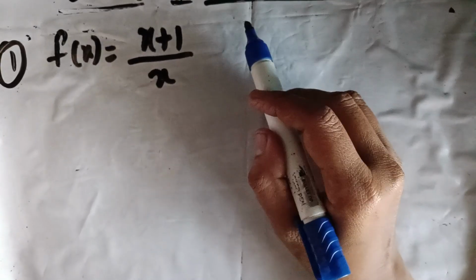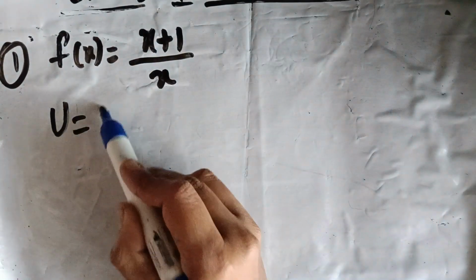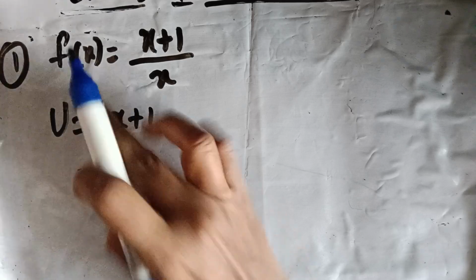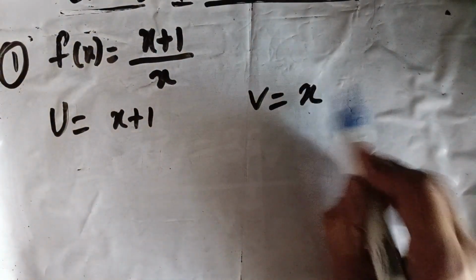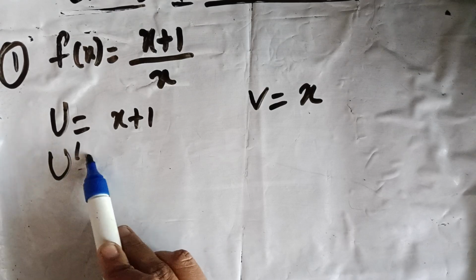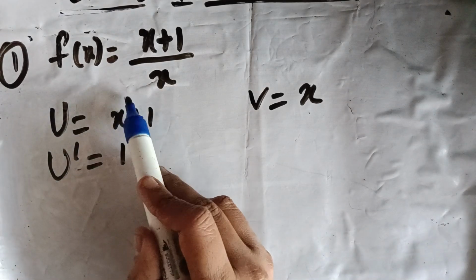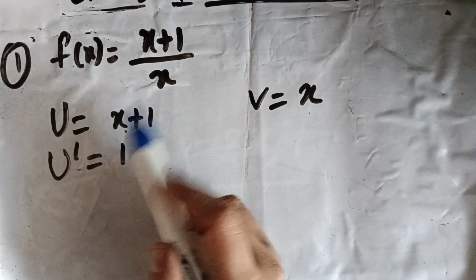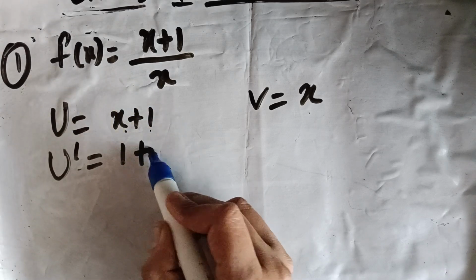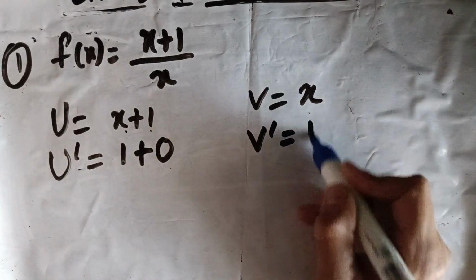Okay. So I'll write here what is my u. u is x plus 1 and v is x. Derivative of u is the derivative of x, which is 1, because x raised to 1 is there, so 1 minus 1 becomes 0, so x to the 0 is 1. Derivative of 1, that is a constant function, is 0. What about v? This is 1.